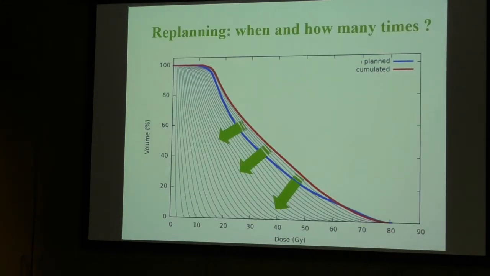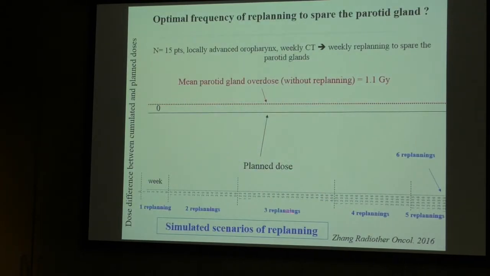But another issue behind that is, as I showed you before, it's nice to realize that fraction after fraction the delivered dose is superior to the planned dose, but what to do really? How many times to replan, when to replan, this is another issue. And in this work, published in the Greek journal, what we have tried, and actually it was a Chinese colleague who has done the work, you will understand why.